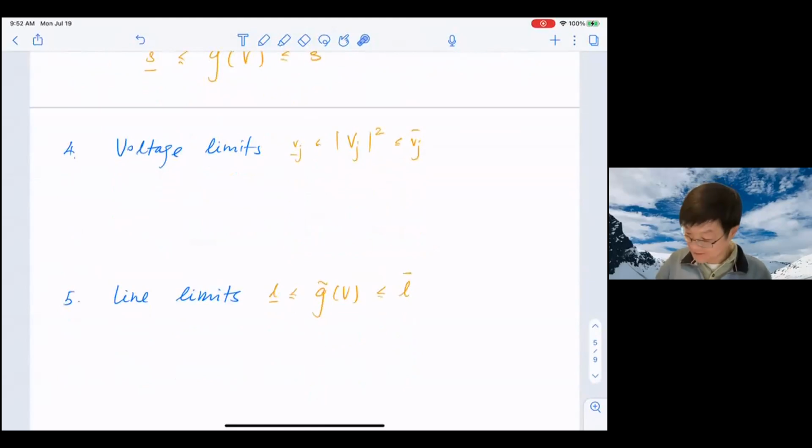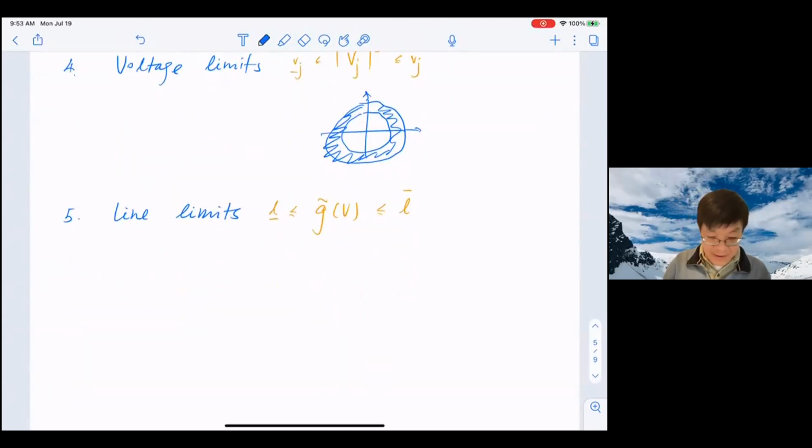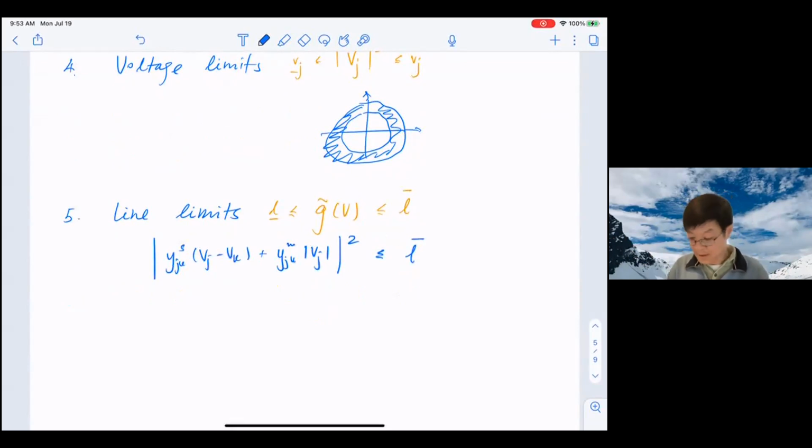Now this is non-convex because it looks like this. So this is the region where the voltage phasor can lie. So this is the real and imaginary part of the voltage phasor. The line limit is also of this form. Some function of V lies between the line limits. And we saw earlier, if you write this out, it looks like this: yjk (vj minus vk). So this is the line current from j to k, which may be different in the other direction. You take the magnitude and say this is less than L bar. So this is the form, and then in the other direction as well.